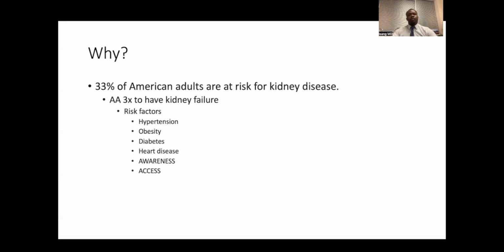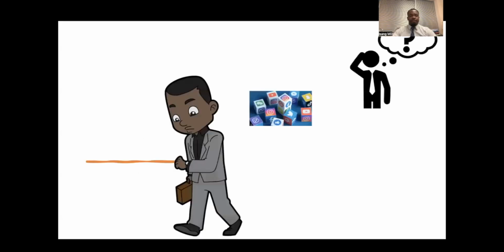So the first question is, why is this important? Well, around 33% of adults are at risk for kidney disease. Unfortunately, African Americans are 3 times more likely compared to other populations, other genders, other ethnic groups. Risk factors for this include hypertension, obesity, diabetes, heart disease itself, but more importantly, the things that are not discussed enough is being aware and having access to healthcare.